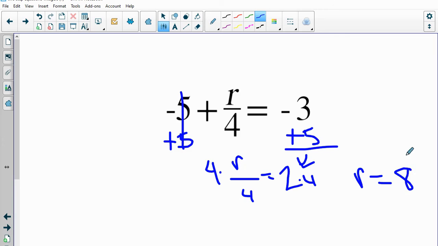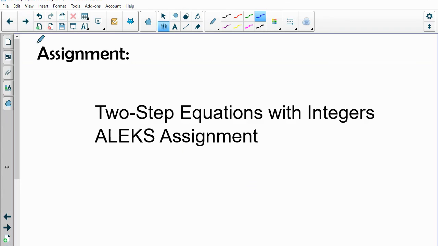Very nice. Okay, so your assignment today is the two-step equations with integers. On our next assignment, we will do one that has rational numbers in it, but save that one for next time.